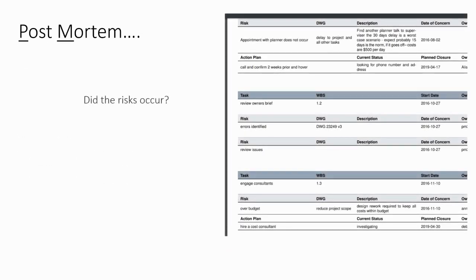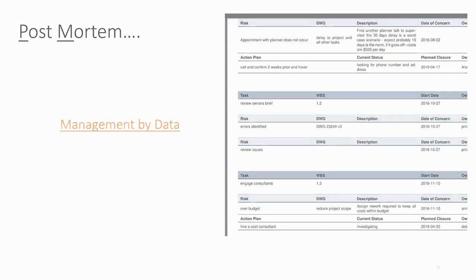Do a postmortem on the risk analysis. Did the risks that you predicted at the beginning of the project, did they happen or not? Did things happen that were not identified? And your response plans, did they work or were they ineffective? And if so, why? Here's where the company processes are improved. Management by data. The payoff is for the whole company.